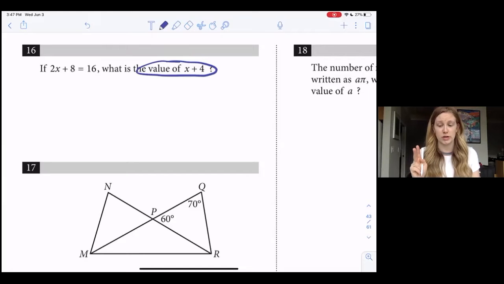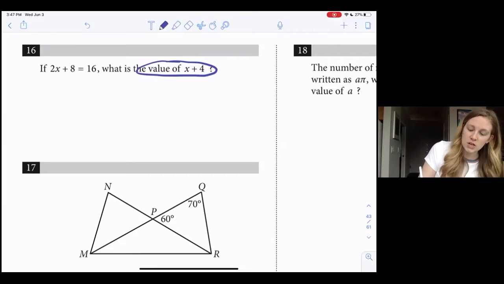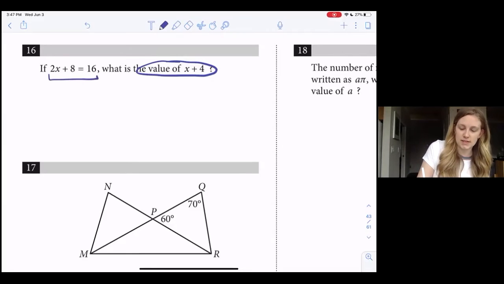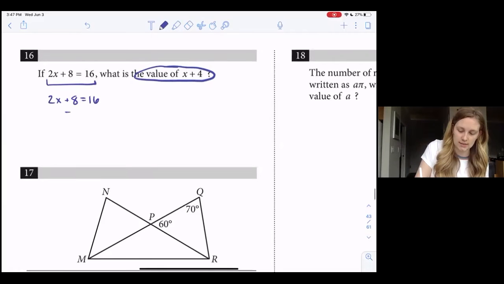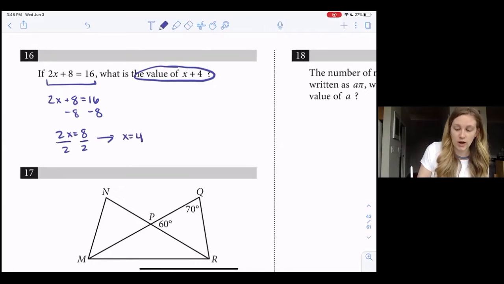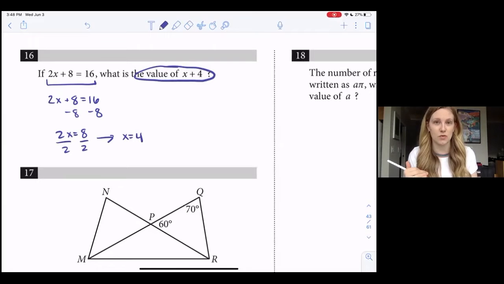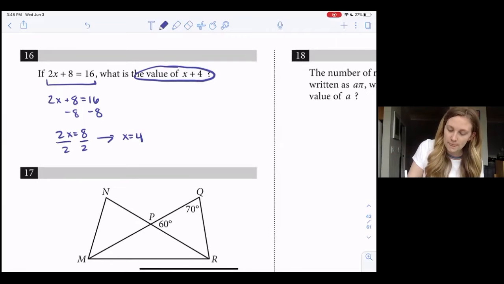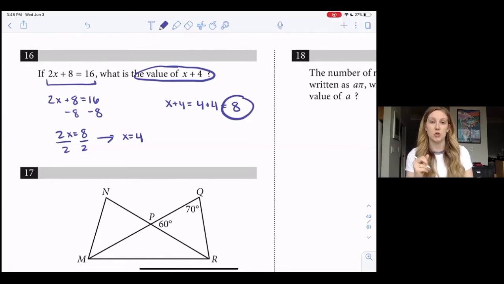There are two approaches to this question. I'm going to show you both. The first is to just solve for x first. So if I want to isolate x from this equation, the first thing I need to do is subtract 8 from both sides, which gives me 2x equals 8, and then I divide by 2, which gives me that x is equal to 4. Now remember, don't stop here, because it's asking for the value of x plus 4. So that means x plus 4 is equal to 4 plus 4, which is equal to 8. So that is the answer that you would write in, and then you would bubble the 8 accordingly.